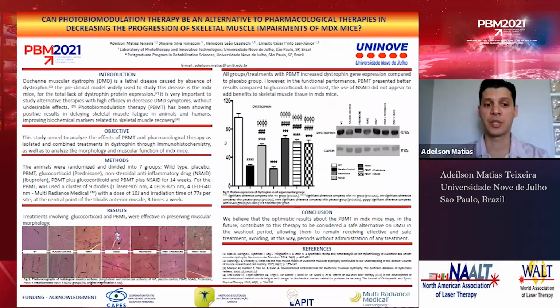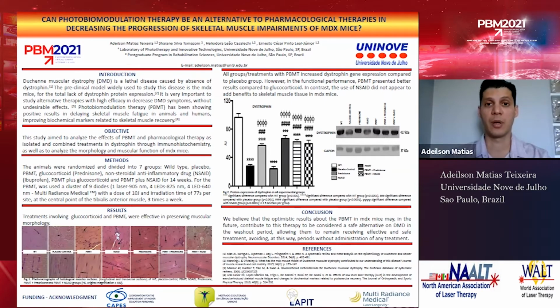About the results, treatments involving glucocorticoids and photobiomodulation were effective in preserving muscular morphology. All groups treated with photobiomodulation increased dystrophin gene expression compared to the placebo group. However, in the functional performance, photobiomodulation presented better results compared to glucocorticoids. In contrast, the use of non-steroidal anti-inflammatory drugs did not appear to add benefits to skeletal muscle tissue.